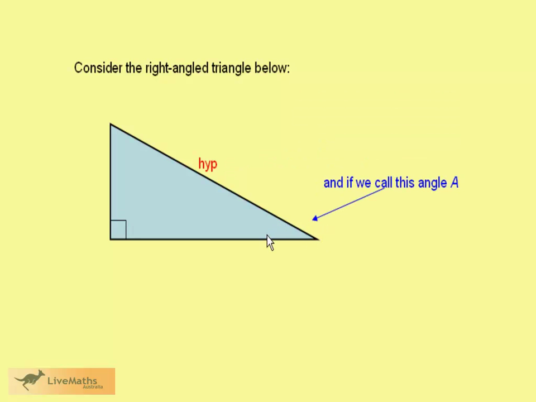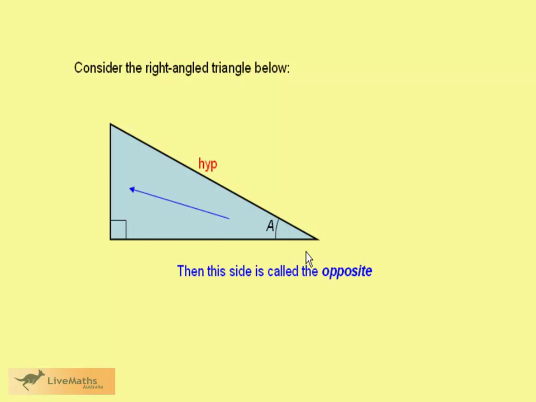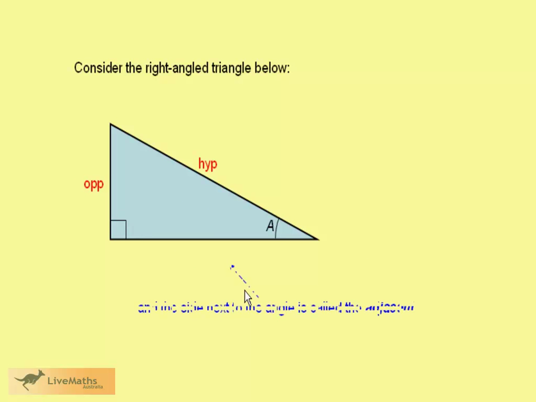Let's suppose we call this angle just here A. Compared to this angle, this side away from the angle is called the opposite. And when we label, we'll just call it OPP. The remaining side, the one that's next to the angle, but which isn't the hypotenuse, is called the adjacent. And when we label the triangle, we'll just call this ADJ.